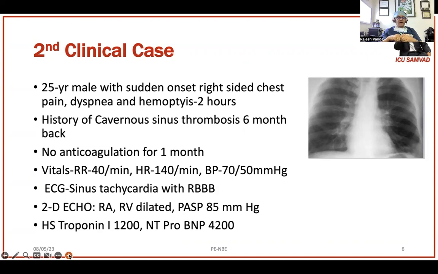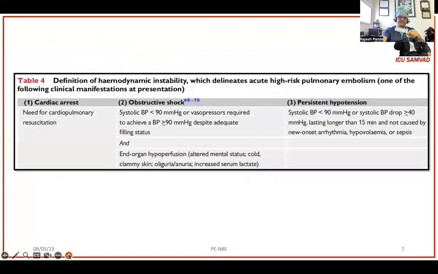On a 2D echo, RA and RV are dilated. Pulmonary artery systolic pressure is 85 millimeter of mercury. His high sensitivity troponin is raised. His NT-pro-BNP is also raised. As we know, high sensitivity troponin represents myocardial injury, and NT-pro-BNP represents ventricular function.